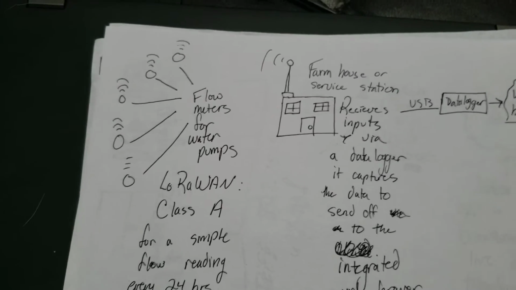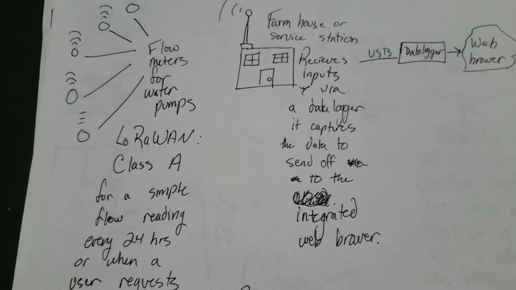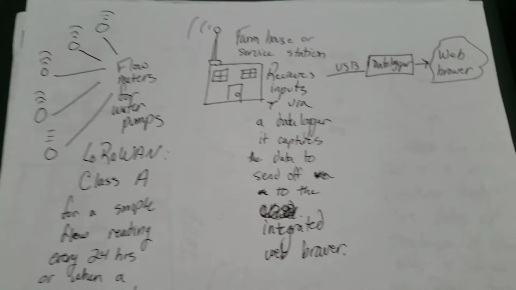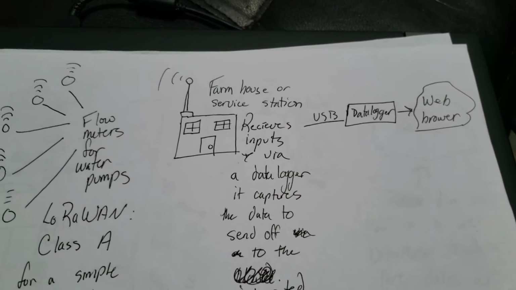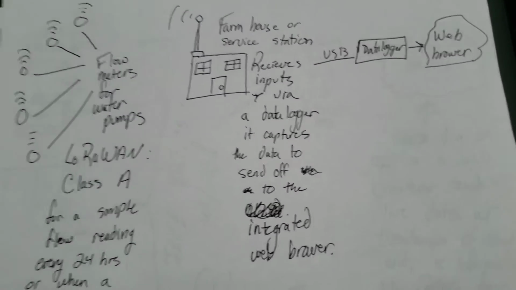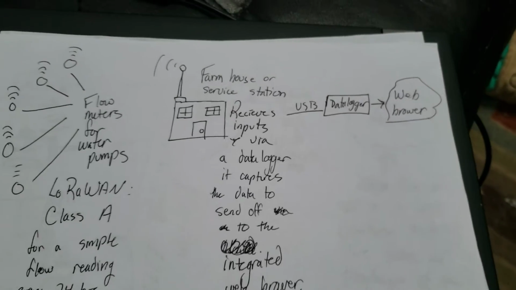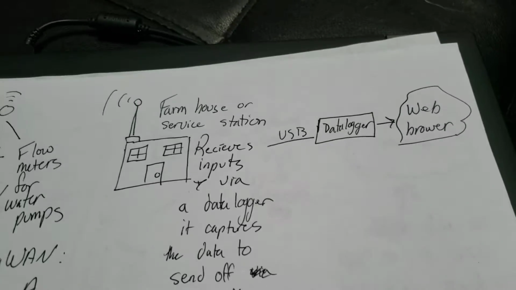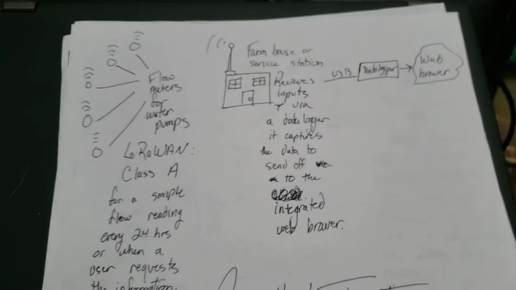There are actually a few of these data loggers out in the world, and these are extremely helpful for having an integrated web browser to easily access via a computer, or any computer that has access to that web browser, for inputs, real time, and over collected data. So the service station would have a receiver, and then through USB, through the data logger, would then have its own web browser.